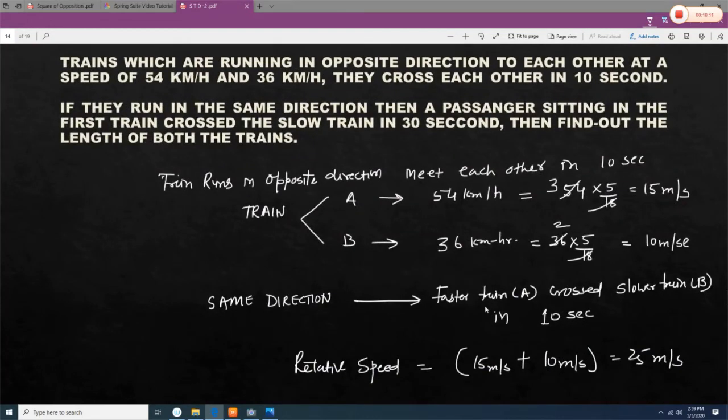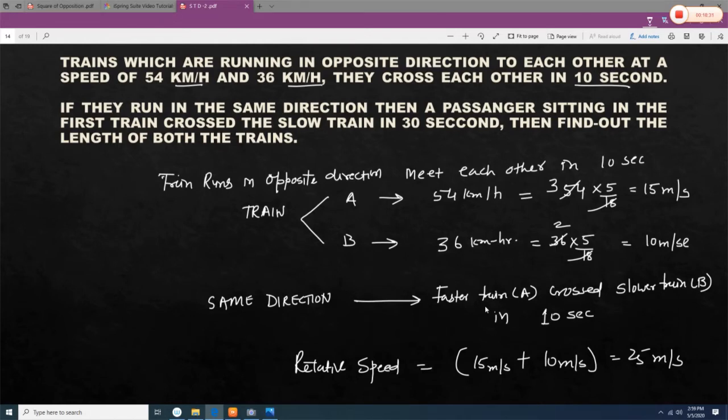Two trains are running in opposite directions at a speed of 54 kilometers per hour and 36 kilometers per hour, and they cross each other in 10 seconds. If they run in the same direction, then a passenger sitting in the first train crosses the slower train in 30 seconds. Find the length of both the trains.